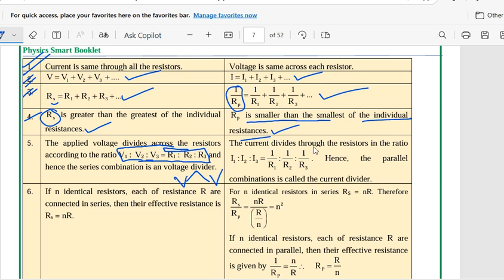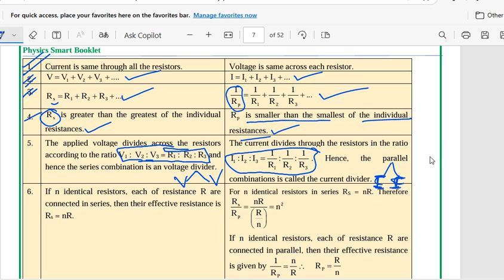The current divides through the resistors in the ratio I1 : I2 : I3. So this happens in the parallel combination. Hence the parallel combination is a current divider, that is I.